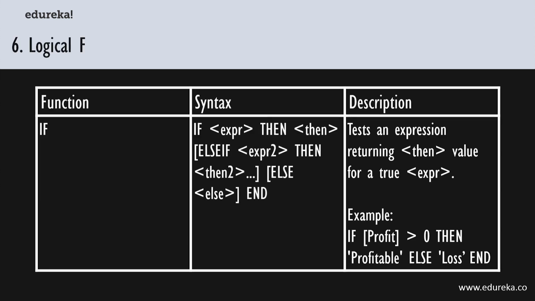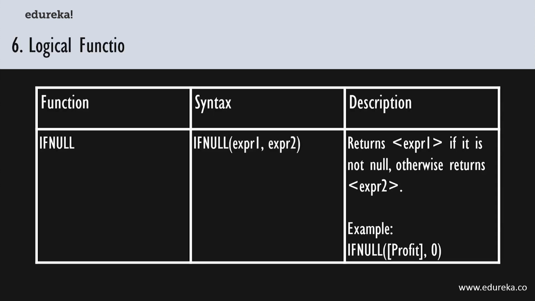Then you have if, as we have already discussed. If basically tests an expression and then returns a corresponding value. Then we have if null, which returns expression 1 if not null, otherwise returns expression 2. It is basically like a regular if function, except it just checks for one condition, if the expression you've put in is null or not.